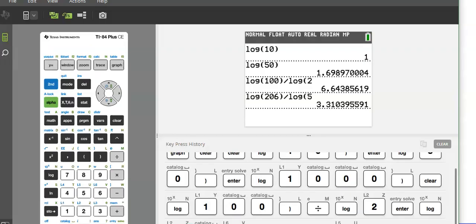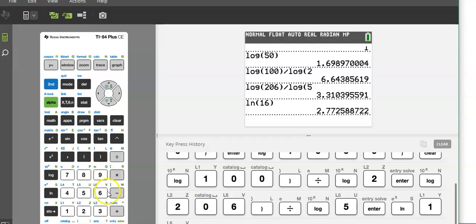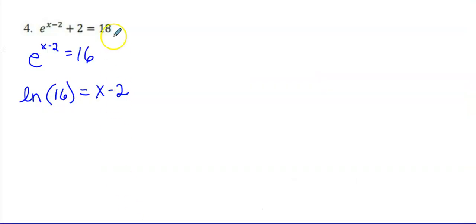So let's look at our calculator. You'll see that the log button is here, the ln button is here, so it's natural log 16. And we need to just find that number. So that is 2.77 and then some more decimal places. I'm going to leave this in my calculator because you see over on the other side it has x minus 2. So I'm going to add 2 to both sides. And sometimes it's better to leave it in your calculator like that.